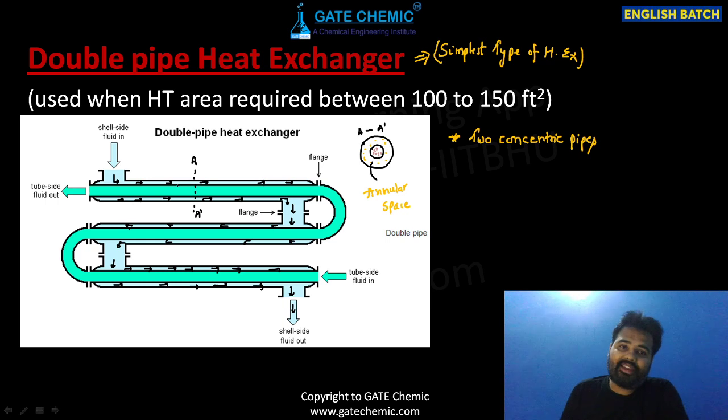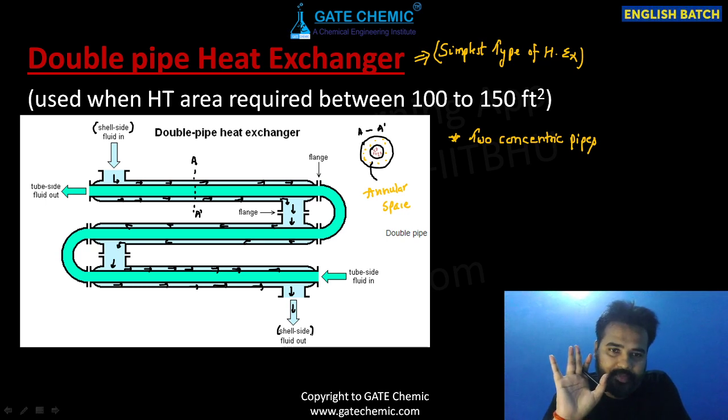This side you can call the shell side, analogous in nature to a shell and tube heat exchanger. But this heat exchanger is not termed a shell and tube heat exchanger. That is different. Double pipe heat exchanger is different. So this shell side is just written for analogous nature. You can say annular side fluid, it is the much more correct word.